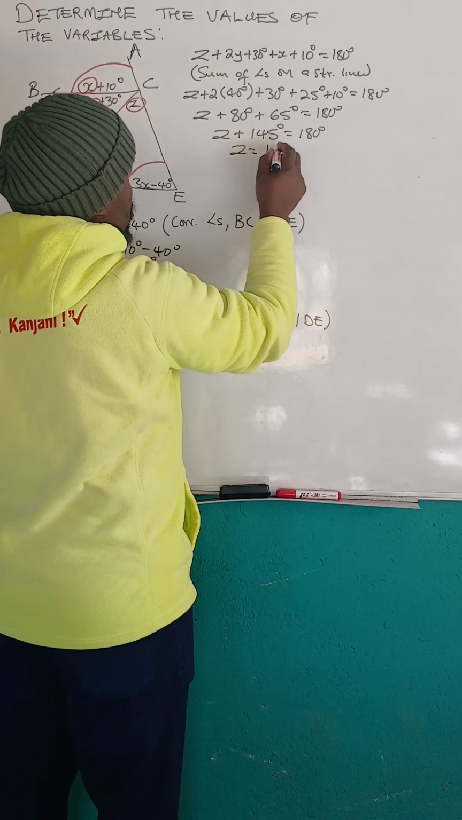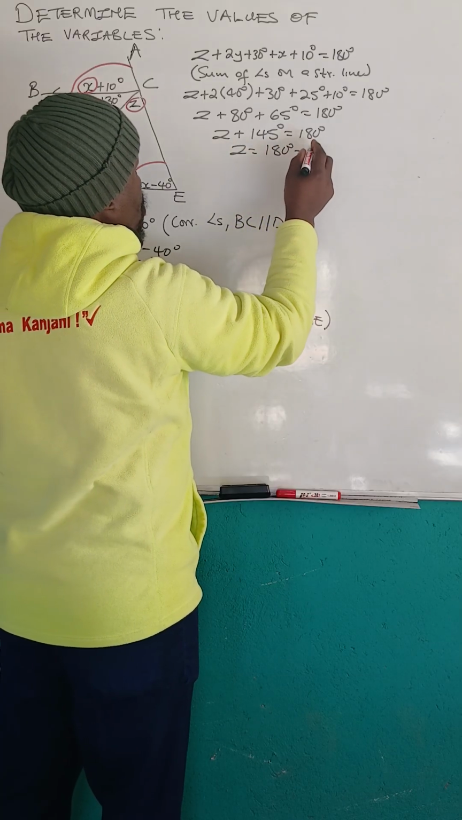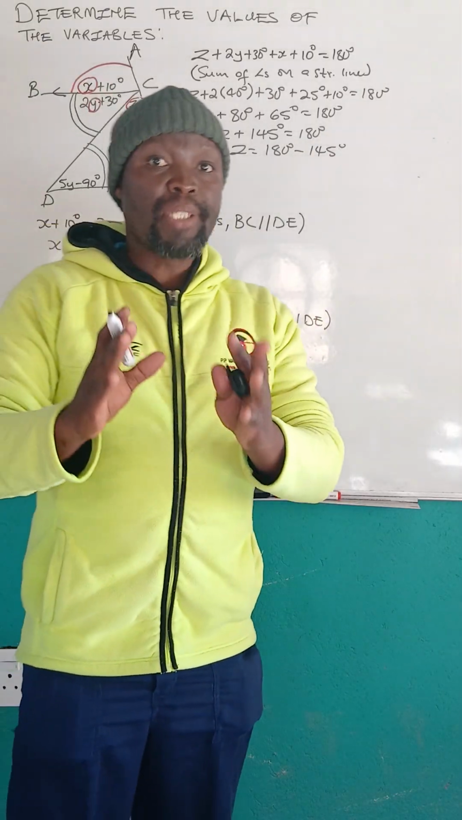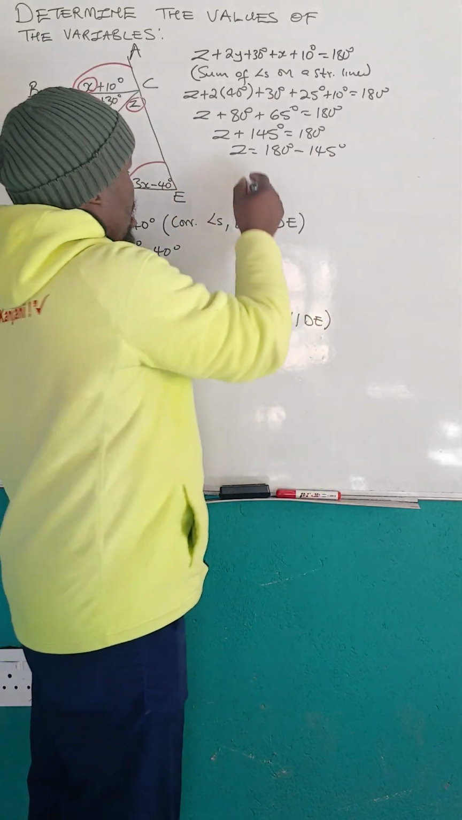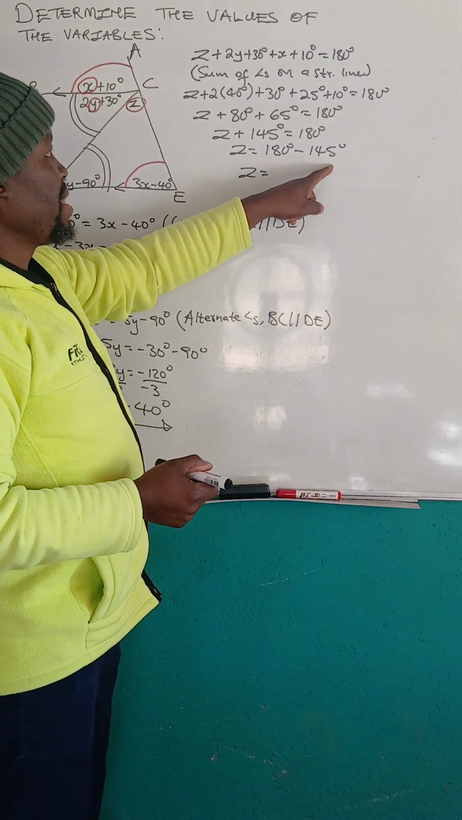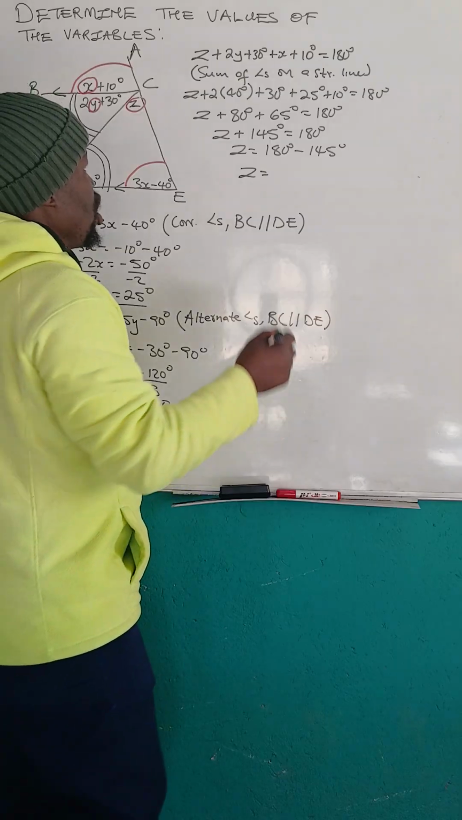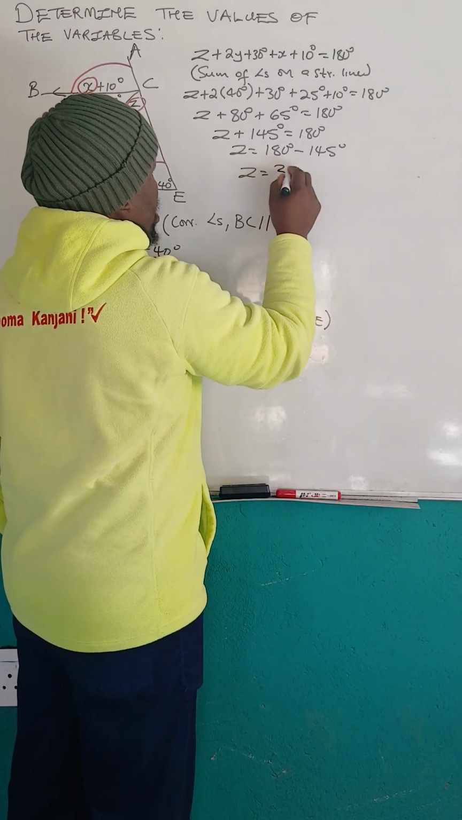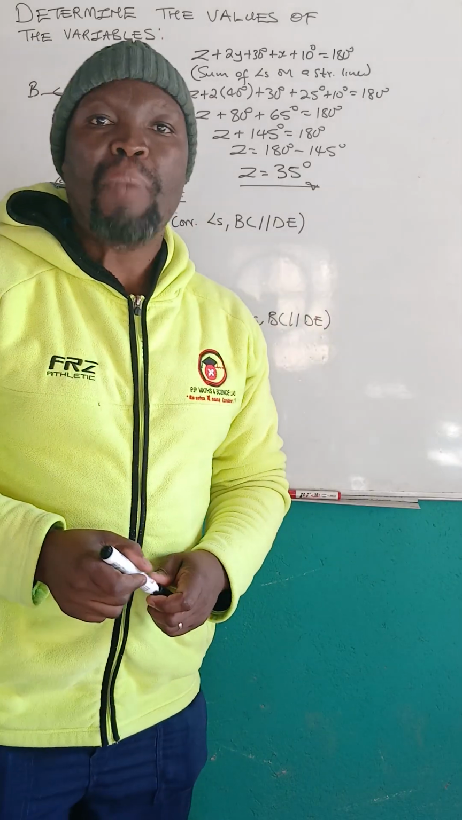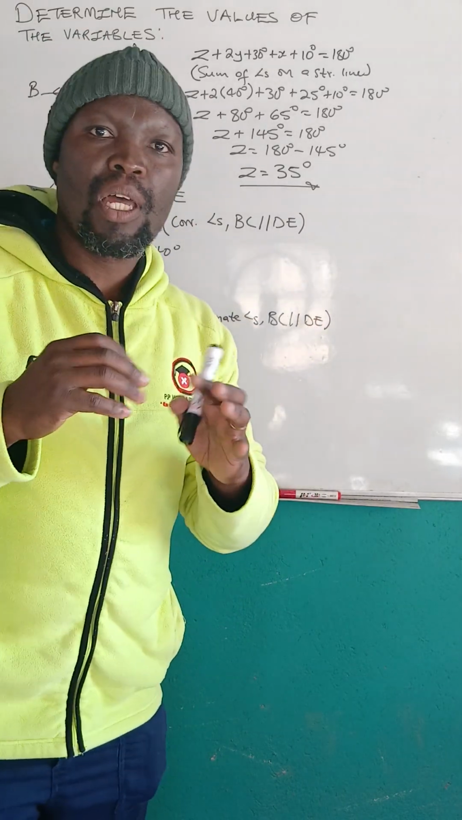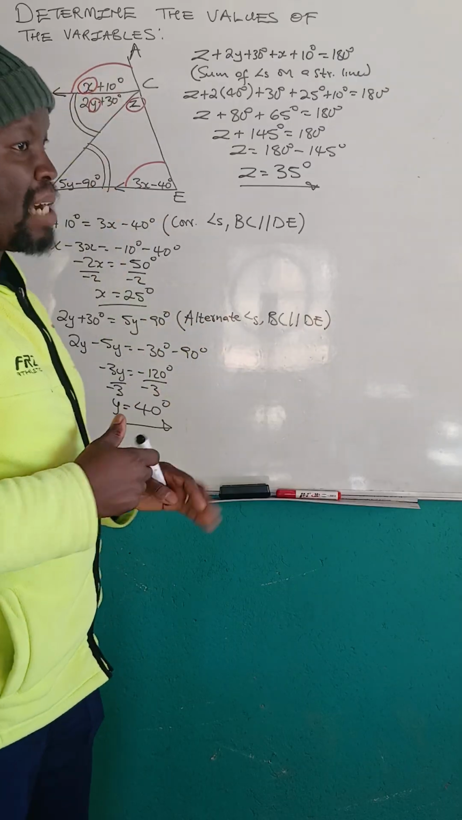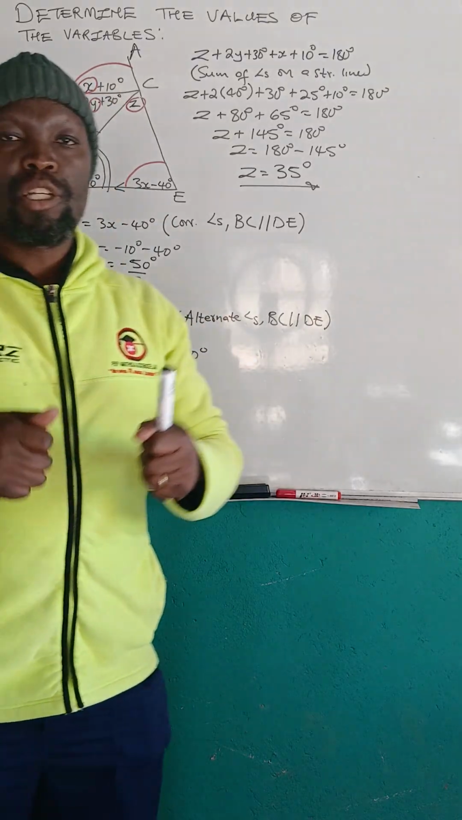Z should be equal to 180 degrees minus 145 degrees. I suppose you are still following. Finally, we subtract 145 degrees from 180 degrees to get 35 degrees. Hooray! We have managed to determine all the three variables in that diagram, x, y, and z.